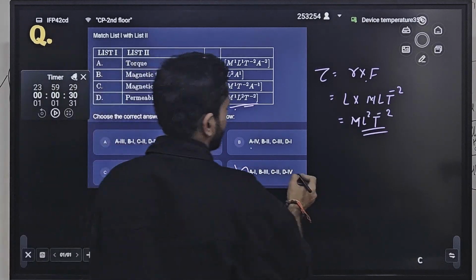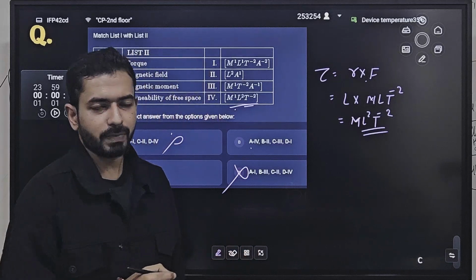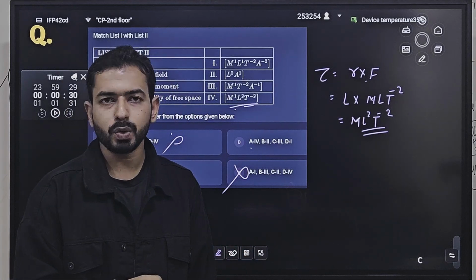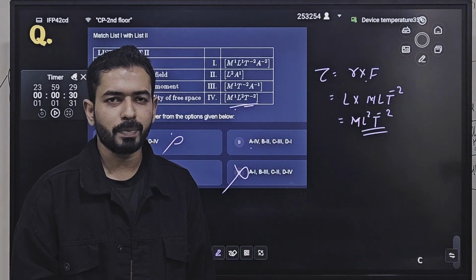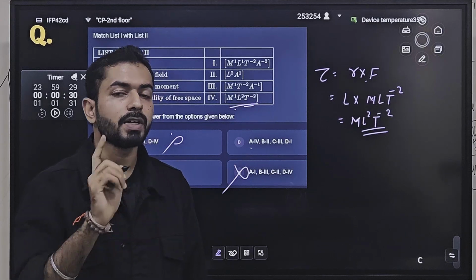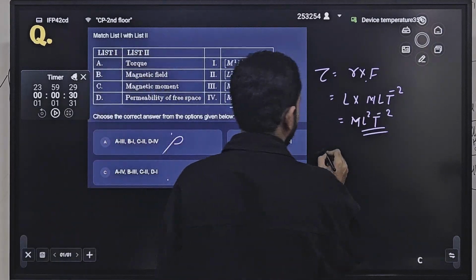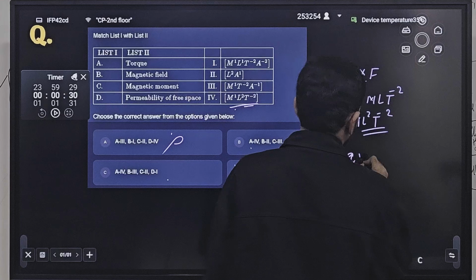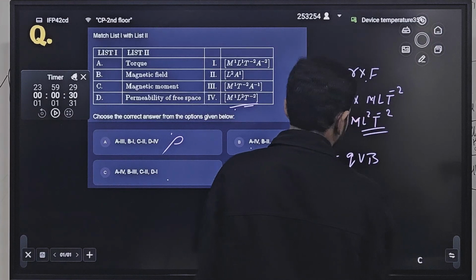Come to the second one, magnetic field. How can you find the magnetic field? Either you use mu naught I by 2r for the magnetic field due to a circular loop, but there I will have to remember the law of mu naught. So better than that, I have a relation. Force is equal to QVB. And I know all these relations.